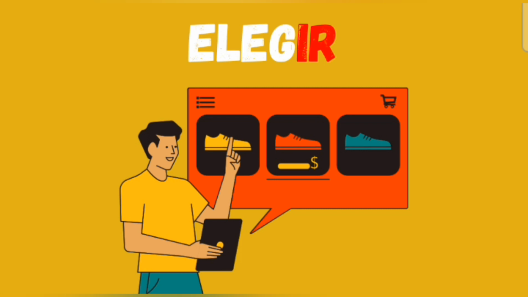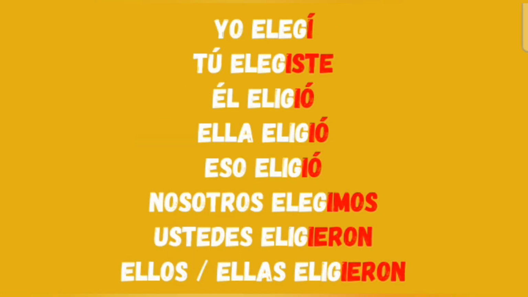Elegir. Okay? So now let's see how you have to conjugate this verb according to the indefinite past. Remember, it's an irregular verb. If you want to say I chose, in Spanish you have to say, yo elegí. Yo elegí. Okay, check the root word.